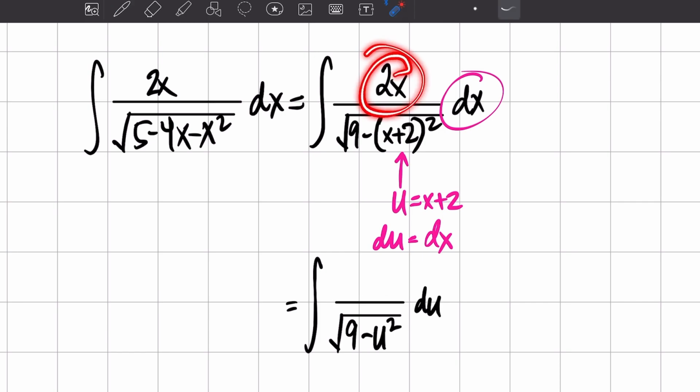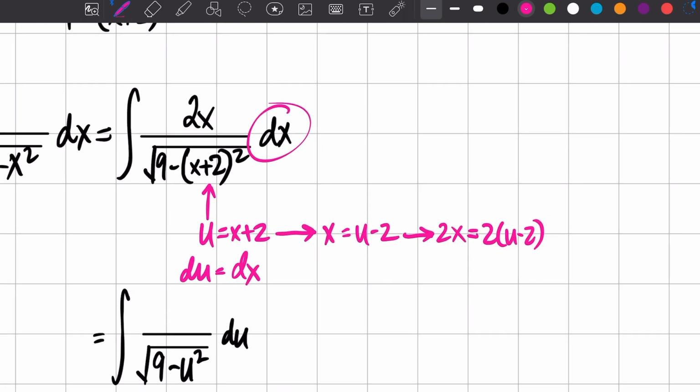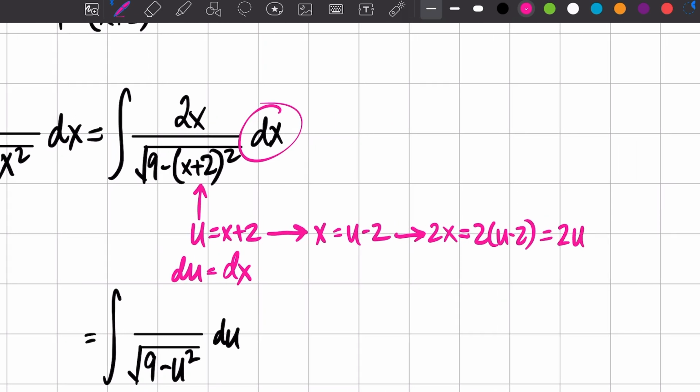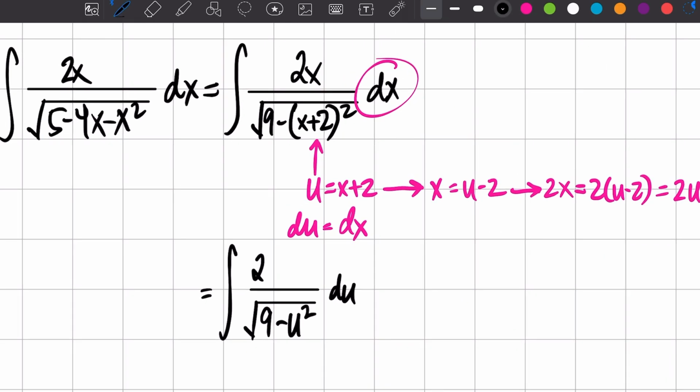Now our problem is this 2x right here, but it's quite simple now. Remember, you have u equals x plus 2, and so x would just be equal to u minus 2. And to get 2x, you just multiply both sides by 2, and you get 2x equals 2 times u minus 2, which is 2u minus 4. So what we'll have up here is a 2u minus 4.